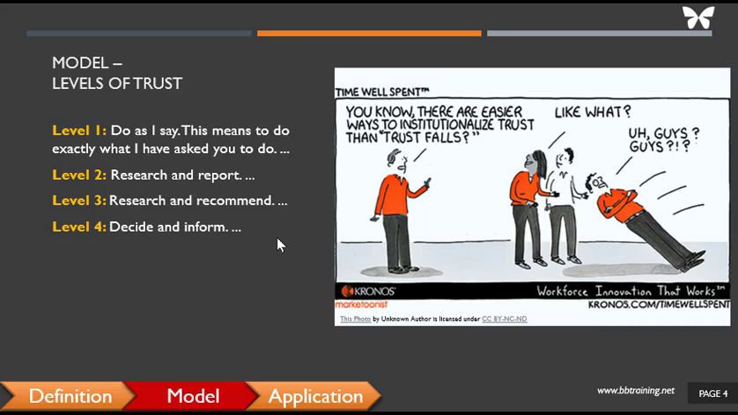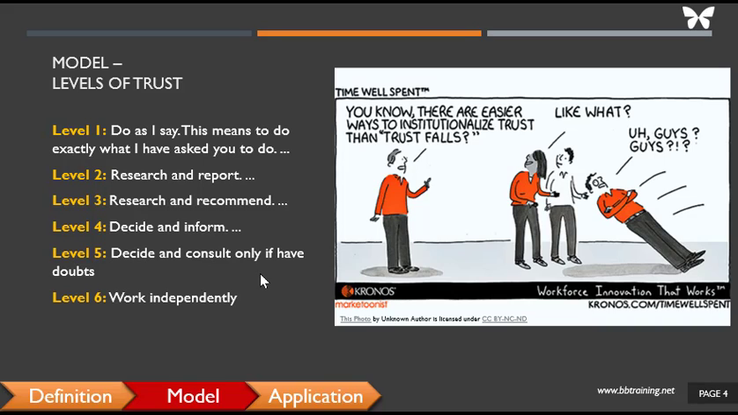The fourth level is decide and inform. You first take a decision and inform me before moving ahead, which means kind of take a go-ahead from me before you do it. And once somebody achieves level 4, they move on to level 5, which is decide and consult only if you have doubts, which means you're almost independent, but I'm always available to you if you get stuck somewhere, because I'm expecting you to get stuck somewhere. And then we achieve the last stage. The last stage is about working independently, which means I don't have to keep an eye on you anymore. You don't have to keep consulting with me anymore.